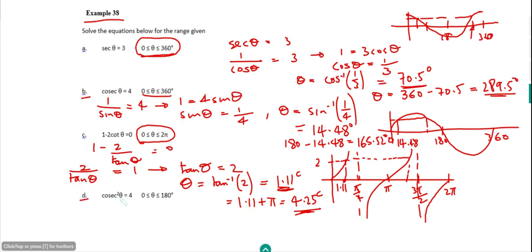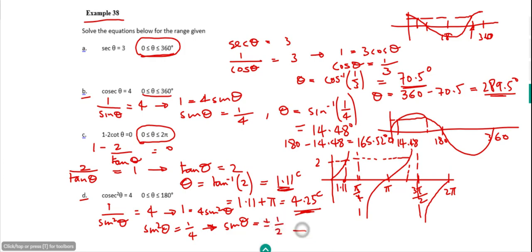If we now look at D, we've got cosec squared theta equals 4. Again, we're going to write the cosec in terms of sine, so cosec squared is actually 1 over sine squared. So we can say that's 1 over sine squared theta equals 4. If we rearrange that, we get 1 is equal to 4 sine squared theta. Then divide by 4, we get sine squared theta equals a quarter. Take the square root, and what we'll get is sine theta is equal to, because there's a positive and a negative root, plus or minus a half.